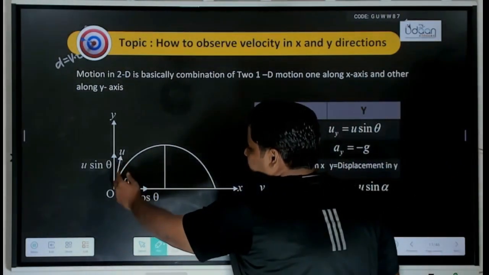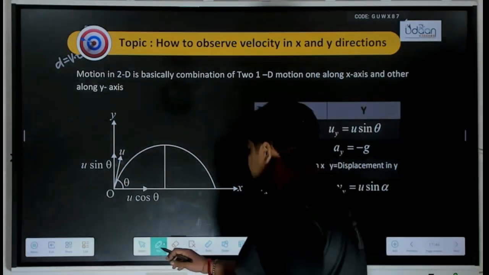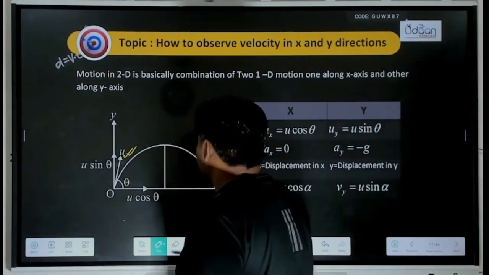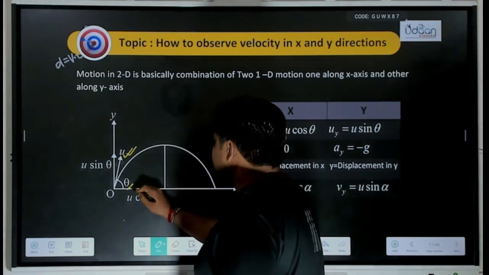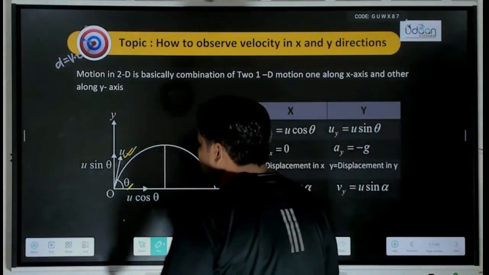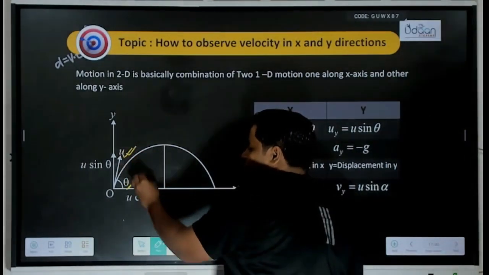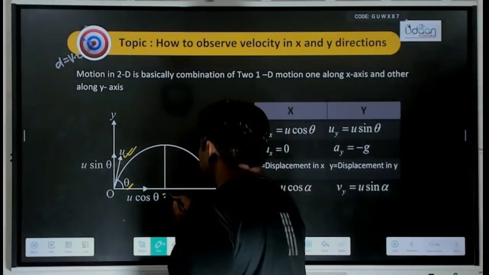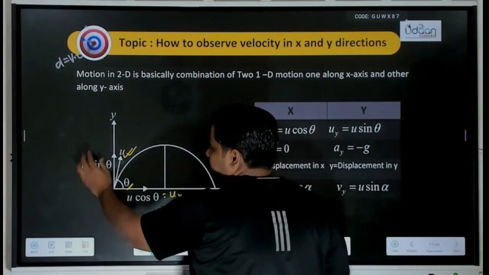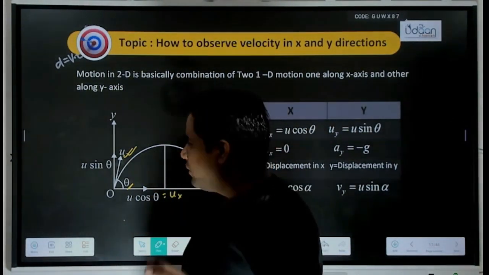This is one condition when an object is projected with some velocity, and the initial velocity is considered to be u. See, this is u, the initial velocity, and it has been projected with some angle theta. The x component of this velocity will be u cos theta. This is 100% true, and similarly on the y-axis the component will be u sin theta. I hope you also agree with what I am saying.